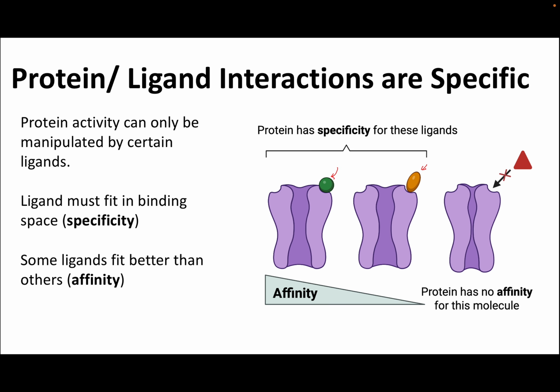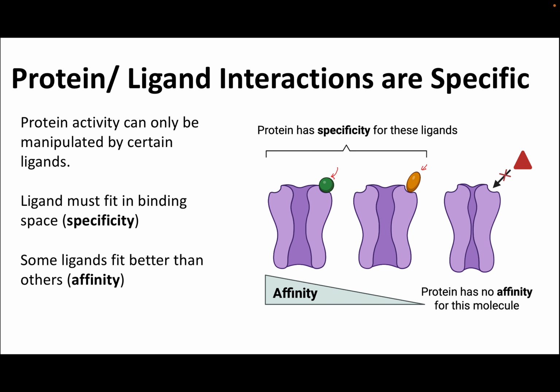If there is a higher affinity, it means that there is a better fit. And then if the affinity is lower, the fit isn't as great. And if we say there's no affinity, then essentially it means that that ligand does not fit and it, again, can't exert any modulating control over that protein.